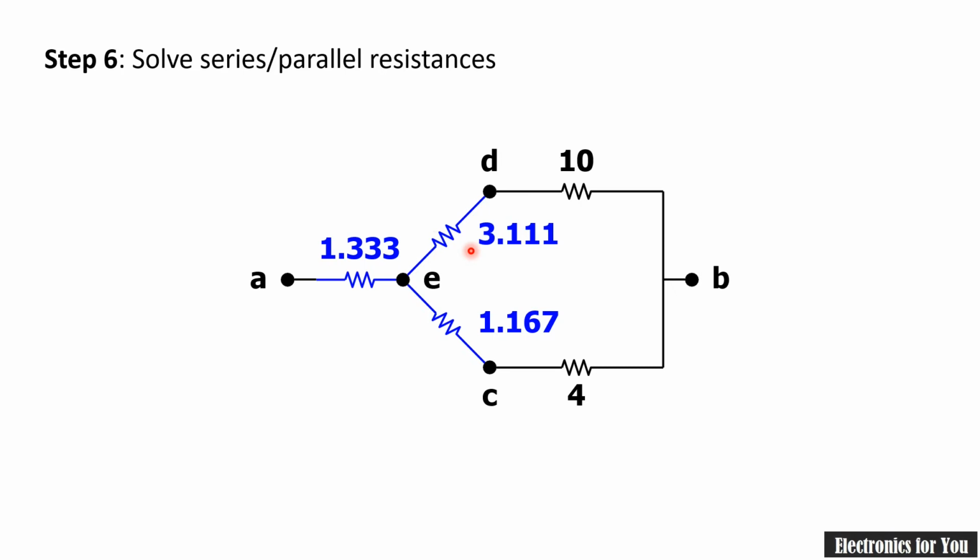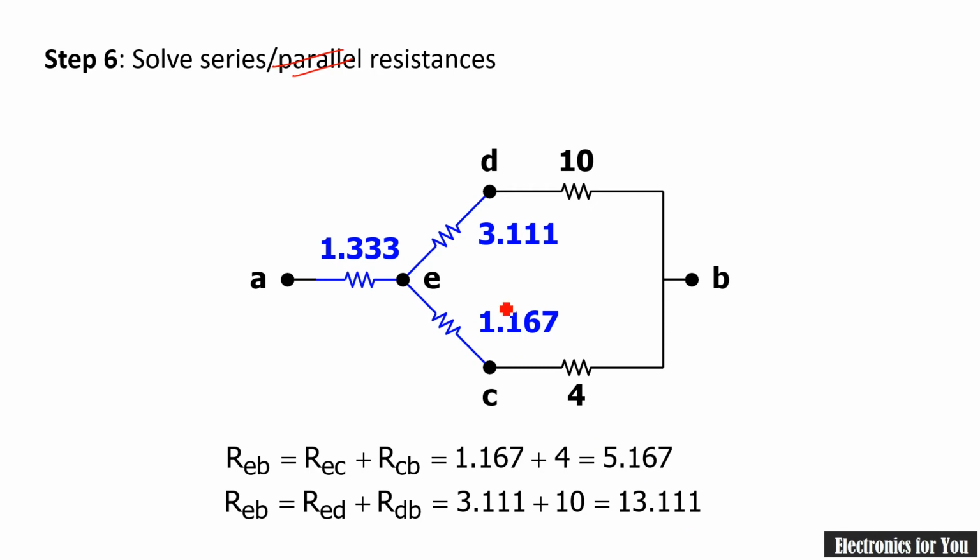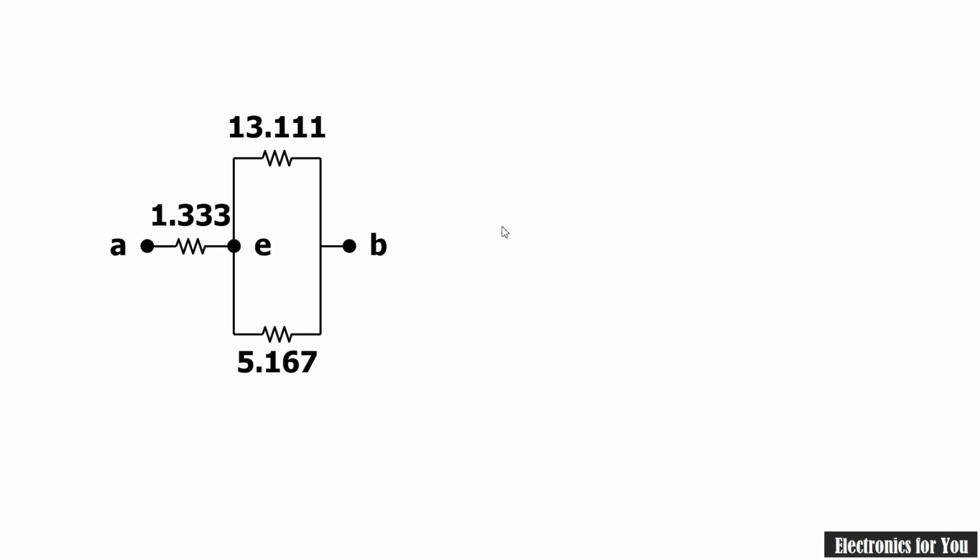These two resistances are also in series, and therefore I can solve them as resistances in series. For series, the sum will be the output, so this resistance plus this resistance, 1.167 plus 4 ohm, will provide 5.167. Similarly, 10 plus 3.111 will provide 13.111. Now these two resistances can be replaced by a single resistance, and therefore the network will be converted into this network.